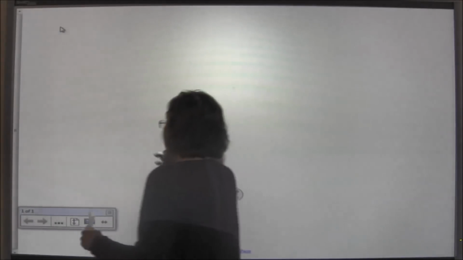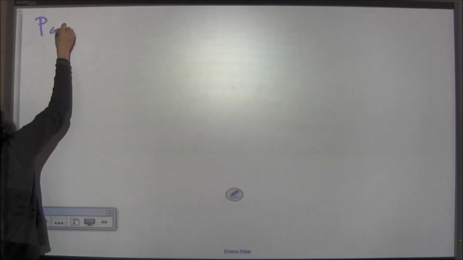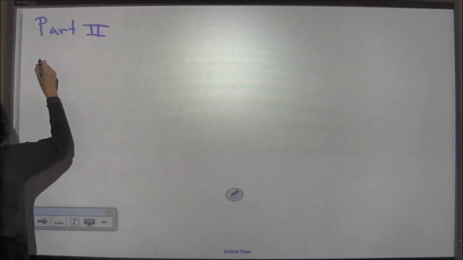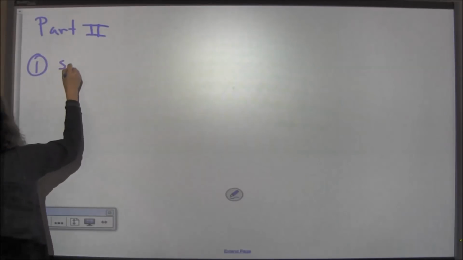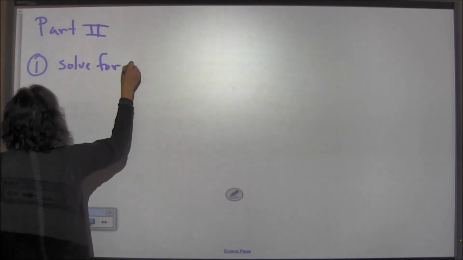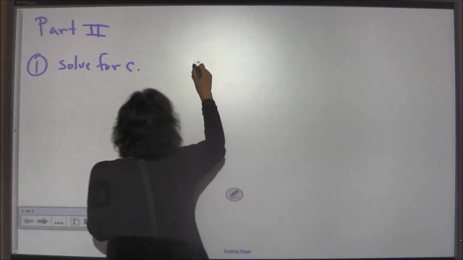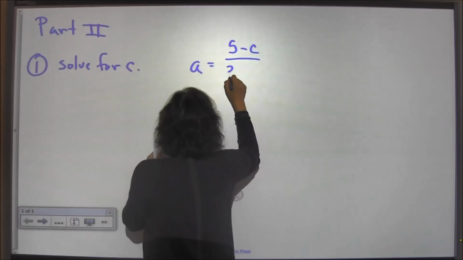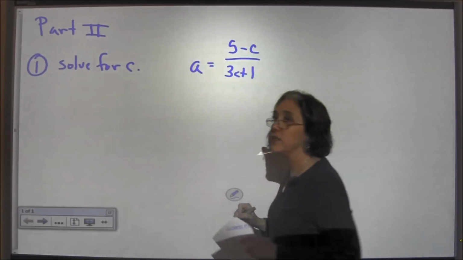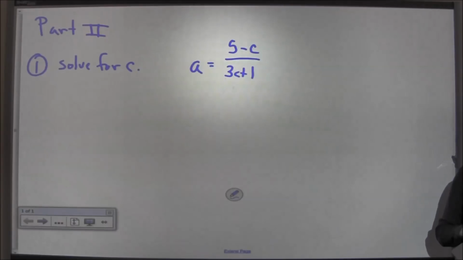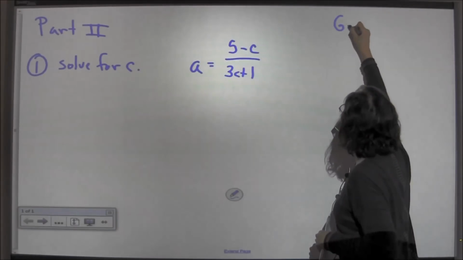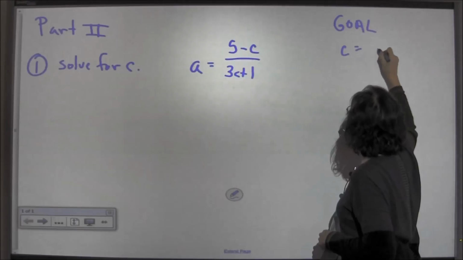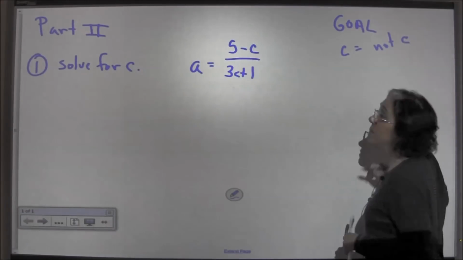Okay, so moving on to part 2. I'm sort of going backwards here. This says solve for C. Okay, and that's 5 minus C over 3C plus 1 is equal to A. So we've got to rearrange this equation in order to get it solved for C. So that's our goal. Our goal is to get C equals everything that's not C.